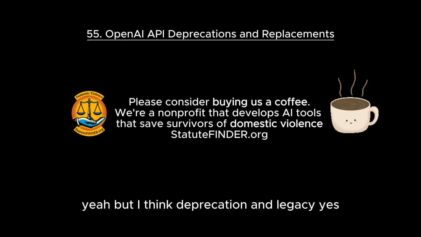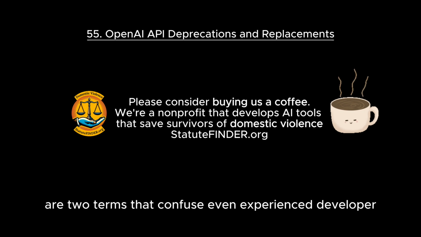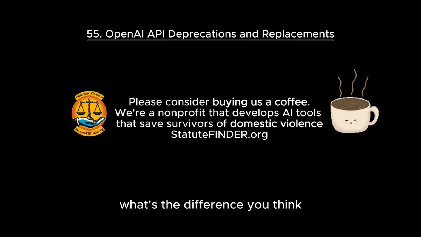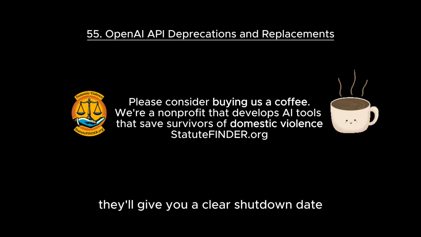Makes sense. But I think deprecation and legacy are two terms that confuse even experienced developers sometimes. What's the difference? You think of deprecation as a heads up. OpenAI is saying, hey, this model is on its way out. They'll give you a clear shutdown date so you can migrate to a newer version before your project breaks.